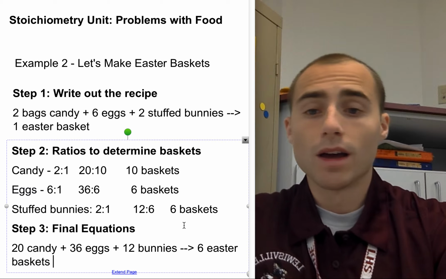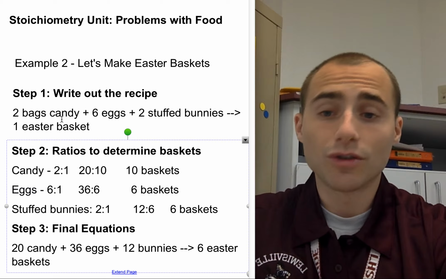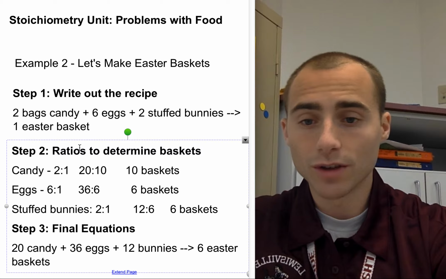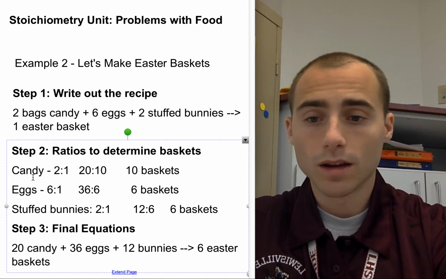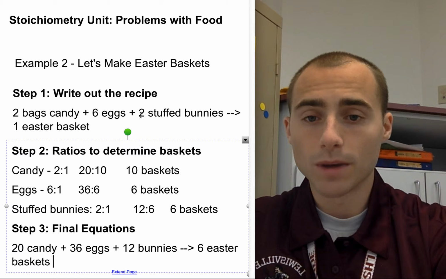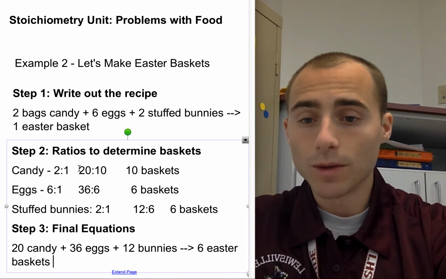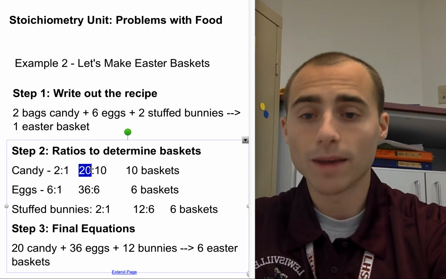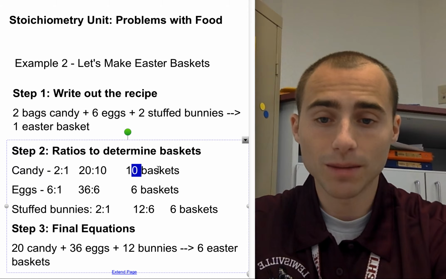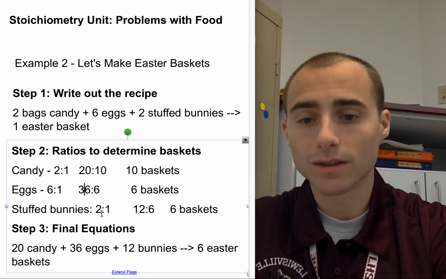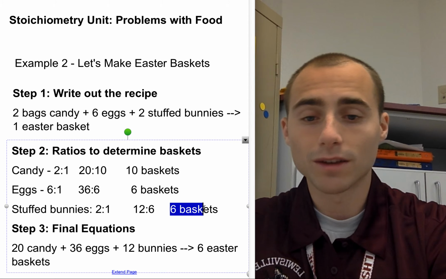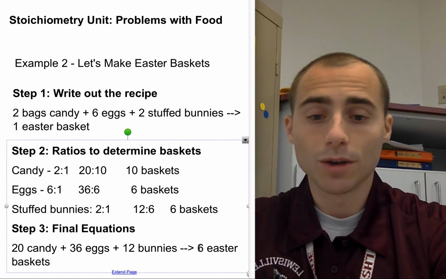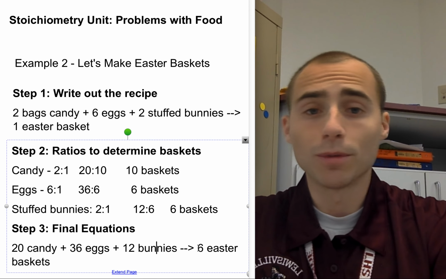So if we recap, this was our recipe. This is basically just showing what each basket needs, 6 eggs and 2 bunnies for 1 Easter basket. We set up our ratios right here. Candy is a 2-to-1, eggs is a 6-to-1, and stuffed bunnies is a 2-to-1. Then we kept the ratios the same with the number of each that we actually had. Like we actually had 20 bags of candy. It was 20-to-10, so we could make 10 baskets. 36-to-6, 6 baskets, 2-to-1, which goes to 12-to-6, we can make 6 baskets, and then we just rewrote our equation with the numbers we actually have. And given these ingredients, we could only make 6 Easter baskets. Example 2, done.